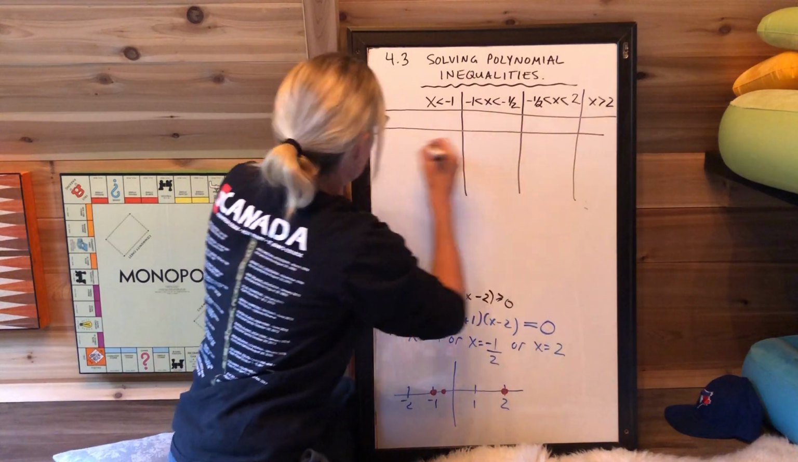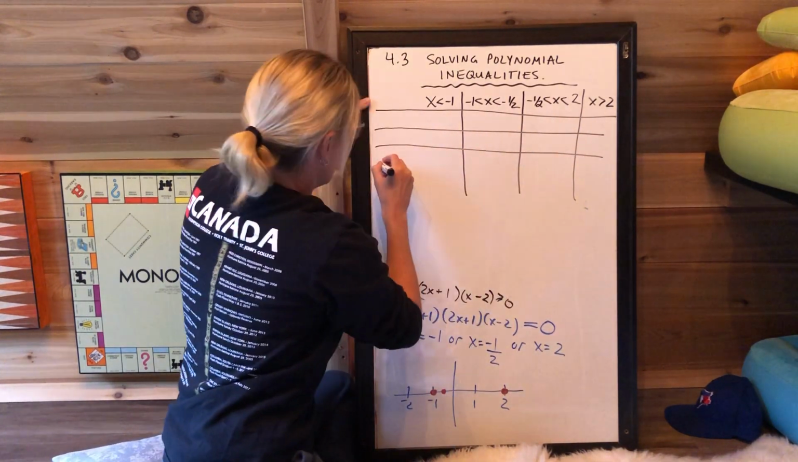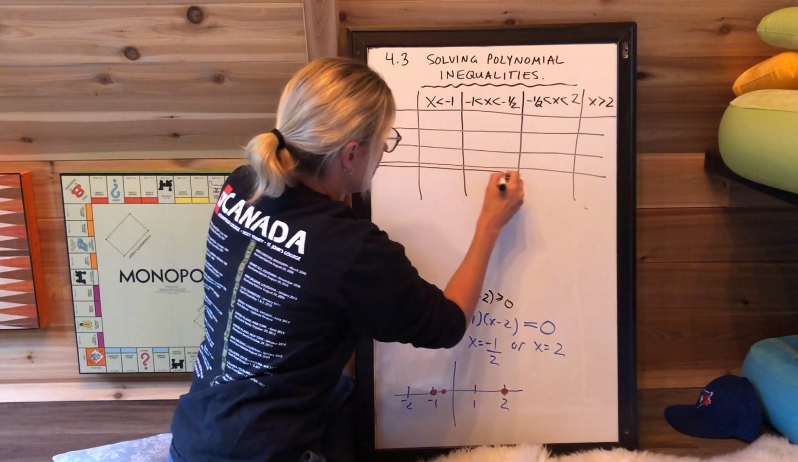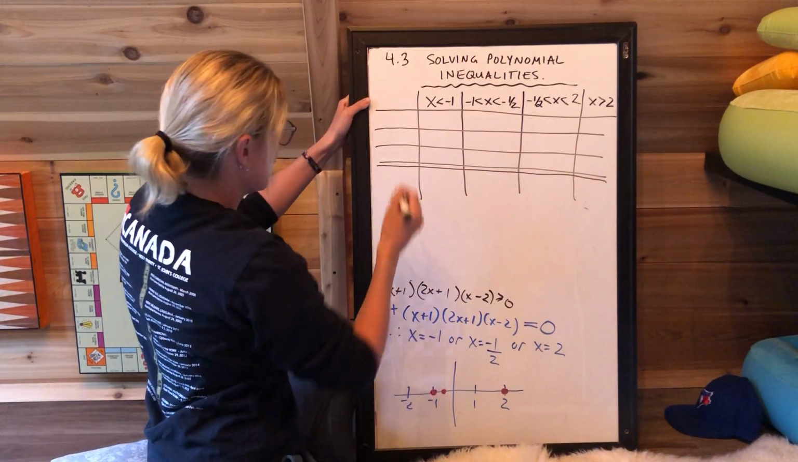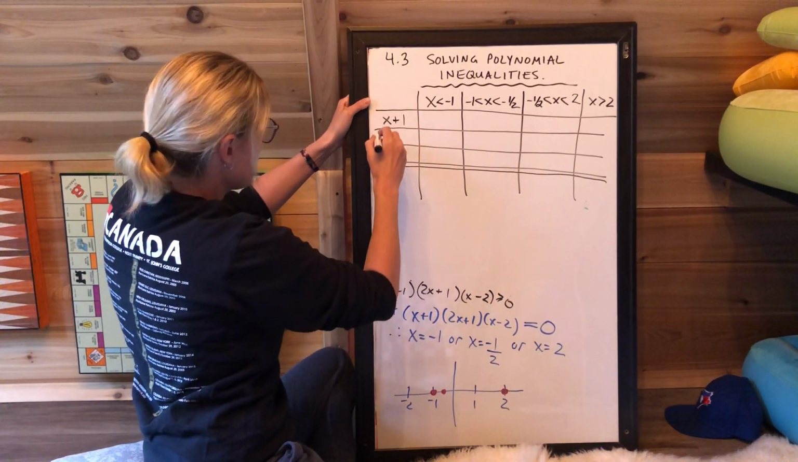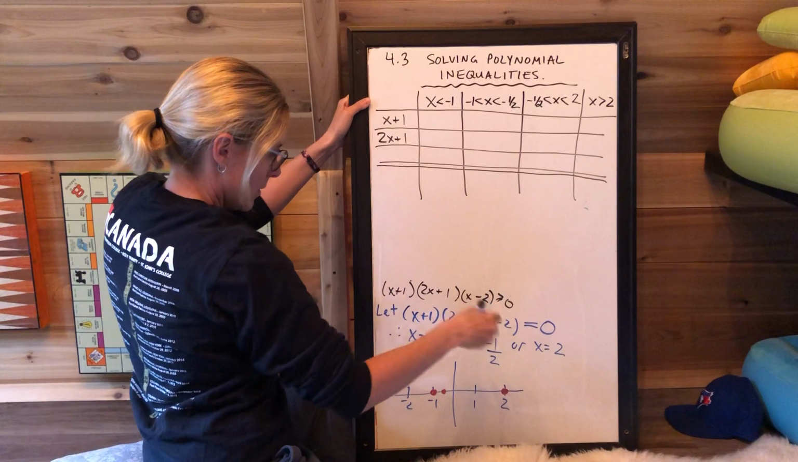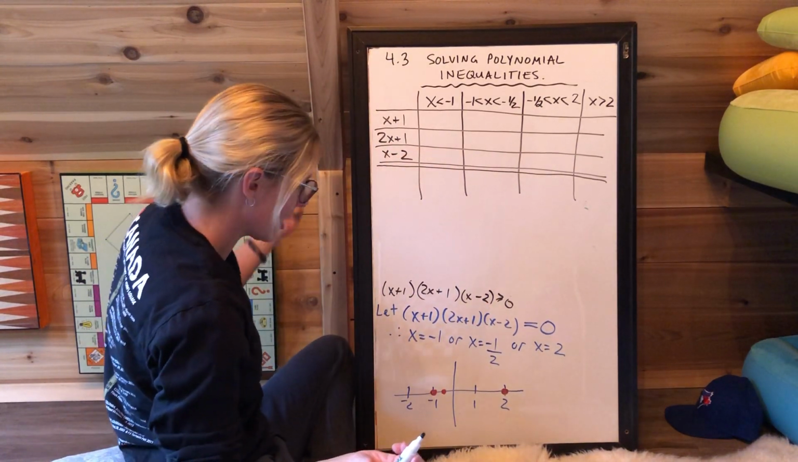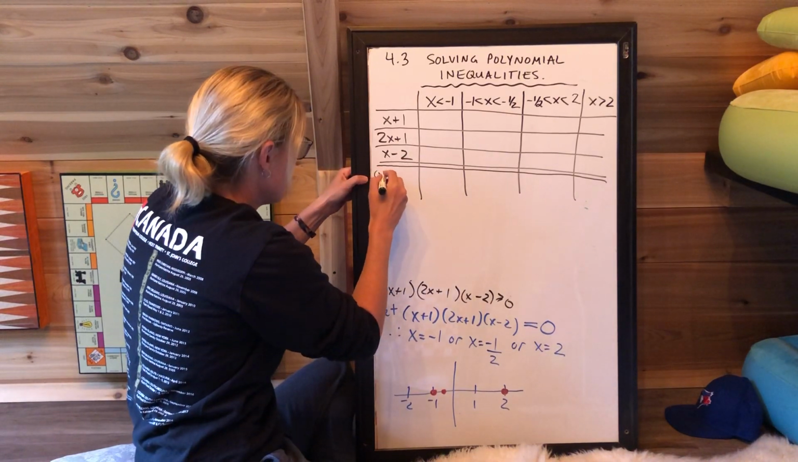And we have 3 factors. We want to put all 3 of them in. And then I put the double line, which is our function. So our 3 factors are x plus 1, 2x plus 1, and x minus 2. Okay, and then this is them all multiplied together. So I don't have a lot of room here.